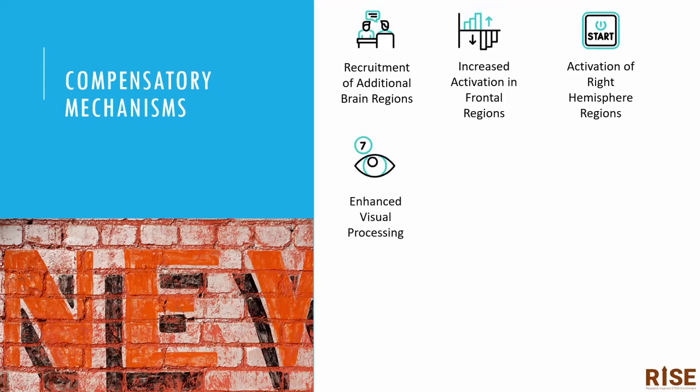4. Enhanced visual processing. Compensatory mechanisms often involve enhanced reliance on visual processing strategies. Some individuals with dyslexia may use visual cues, such as relying more on the appearance of words or memorizing the shapes of words, to compensate for difficulties in phonological decoding.